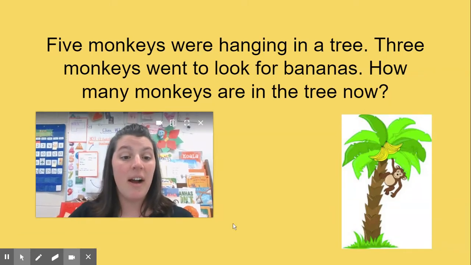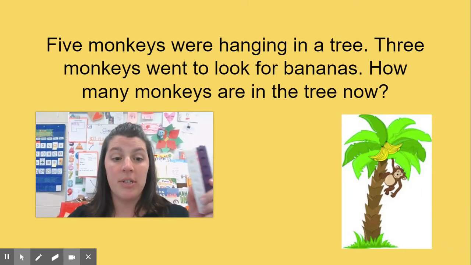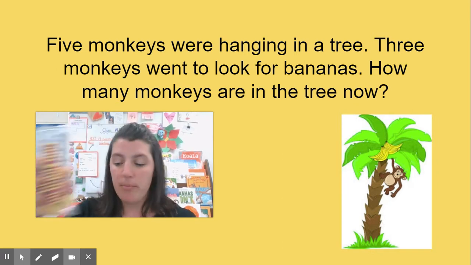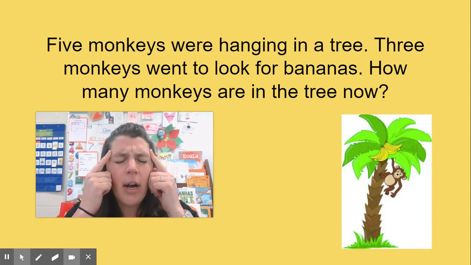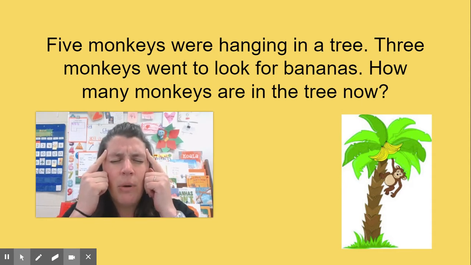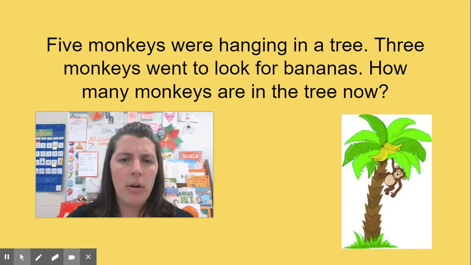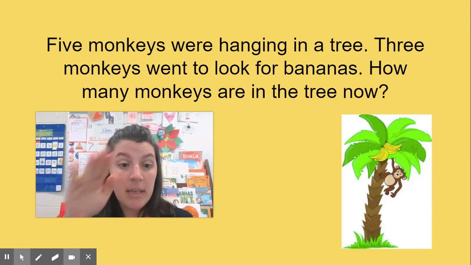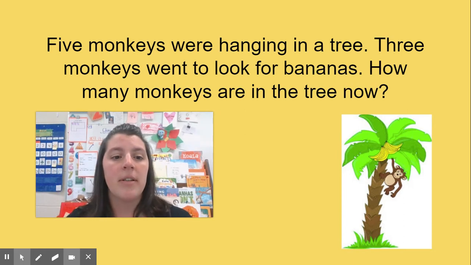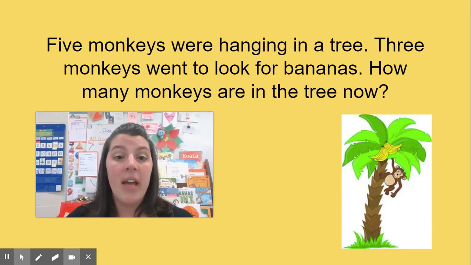All right, friends, I saw a lot of different ways to use our objects to represent and solve this problem. But before I show you some of those ways, I want to think about what we know in this problem. So remember, we closed our eyes and we made a movie in our mind of what was happening. So we heard that 5 monkeys were hanging in a tree. Remember, see them hanging in your tree in your mind? So there were 5 of them. Then 3 monkeys went to look for bananas.